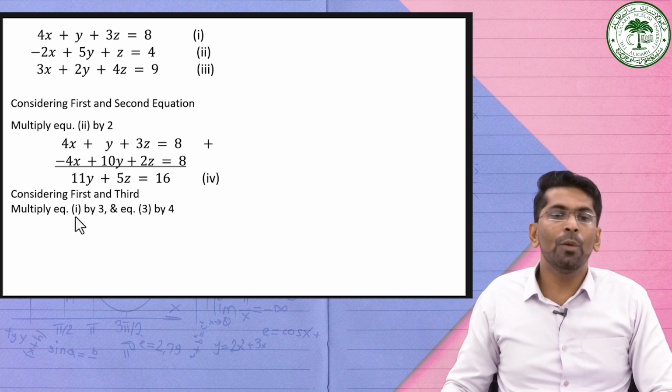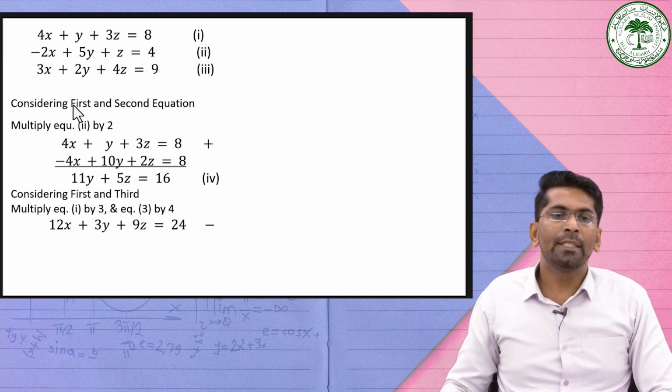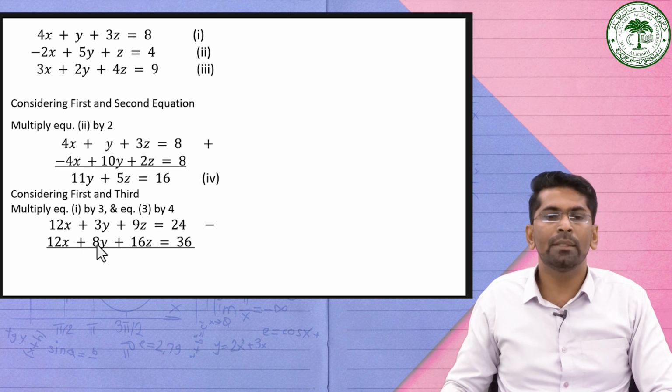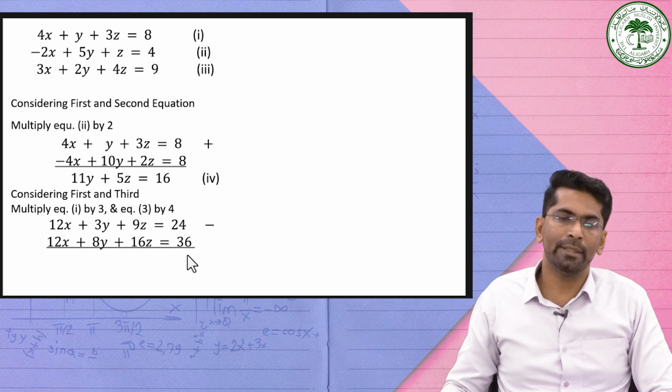I am going to multiply equation number 1 by 3, so 3 into 4x is equal to 12x, plus 3 into y is 3y, plus 3 into 3z is 9z, which is equal to 3 into 8, which is 24. Similarly, I am going to consider equation number 3 and multiply with 4. So it becomes 12x plus 8y plus 16z, which is equal to 36.